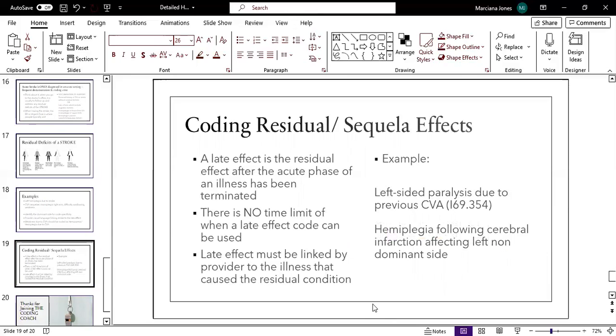So hemiplegia following cerebral infarction affecting late non-dominant side. And so we've determined that this is the non-dominant side. So this is hemiplegia following cerebral infarction affecting the left, which is this person's non-dominant side. And this is the code.